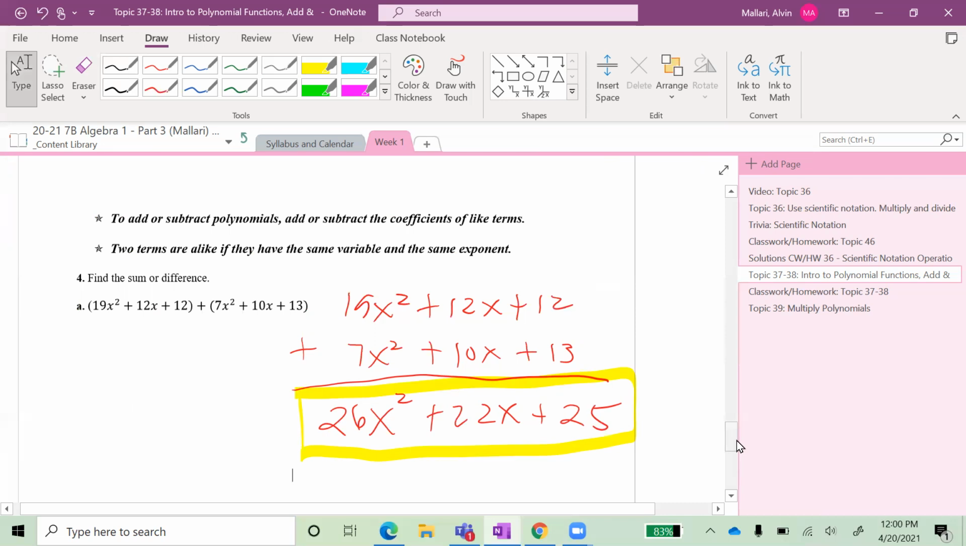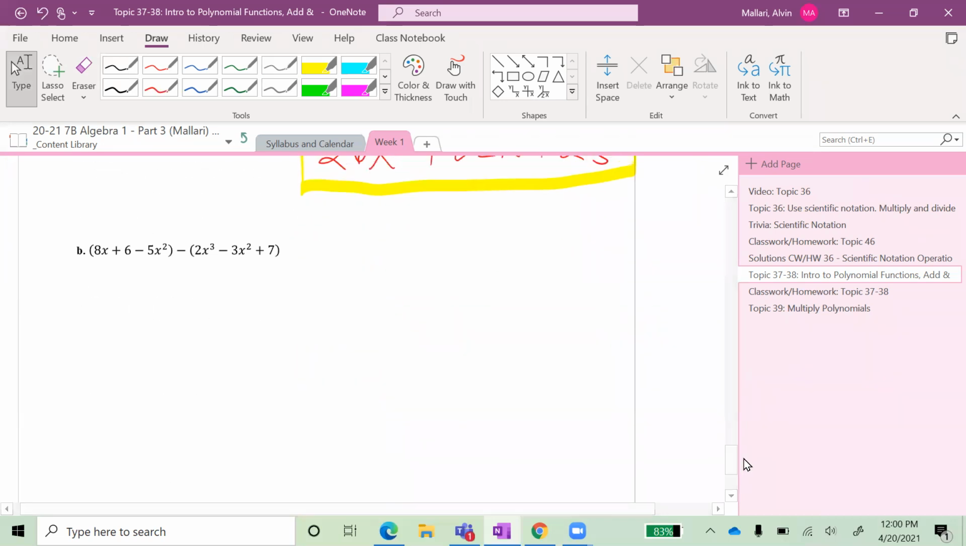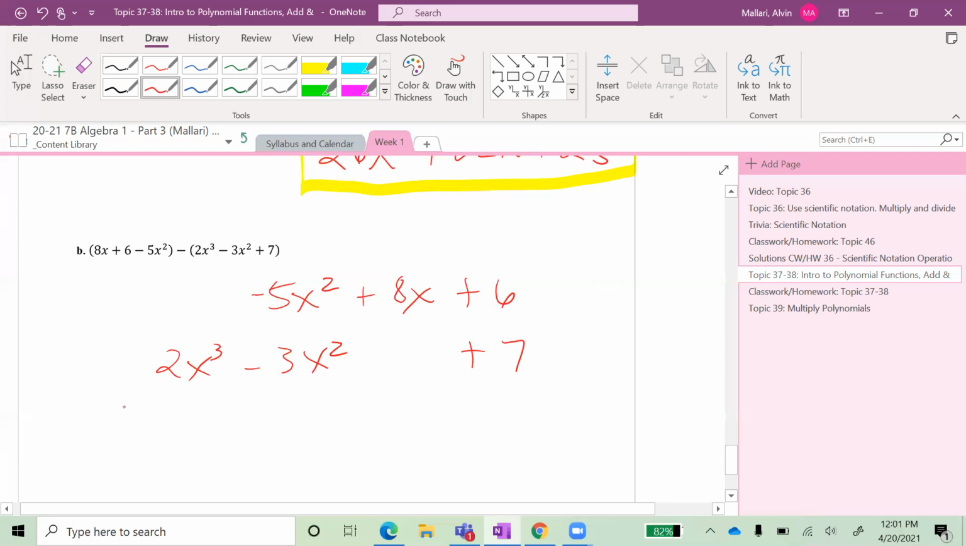All right, so that's how we add. Now in subtraction, I will also rewrite them so that the like terms are going to be in the same column. So I have negative 5x squared plus 8x plus 6. I'm writing them in standard form. And then I have 2x cubed minus 3x squared plus 7. Okay, so we're tasked to subtract.